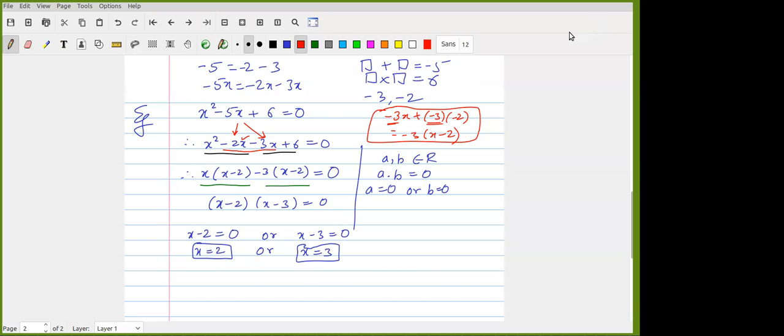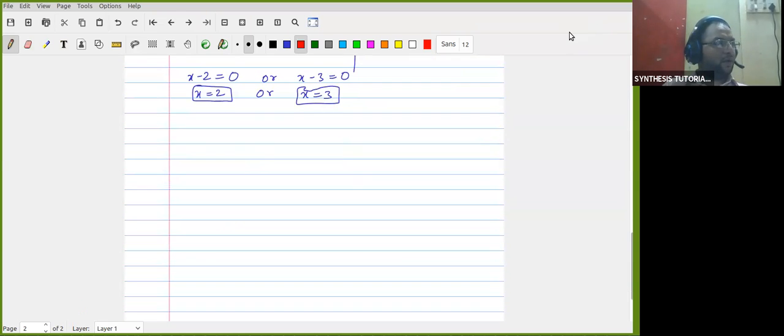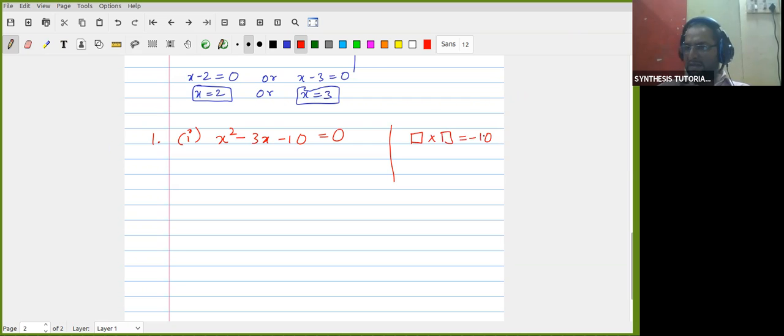Okay, so let us take a problem from our exercises now. If you open up 4.2, the very first question is x square minus 3x minus 10 equal to 0. Now see, in this case, what should I look for? I should look for two numbers. When I multiply them, I must get minus 10, and when I add them, how much must I get? Minus 3. Yes or no?